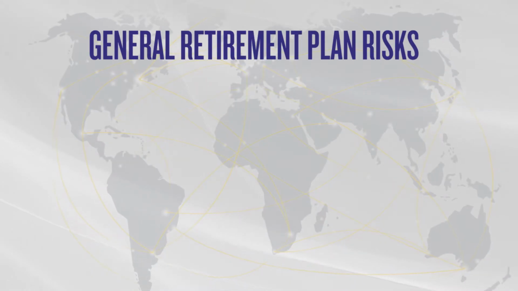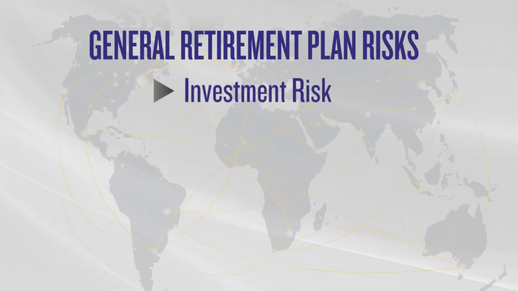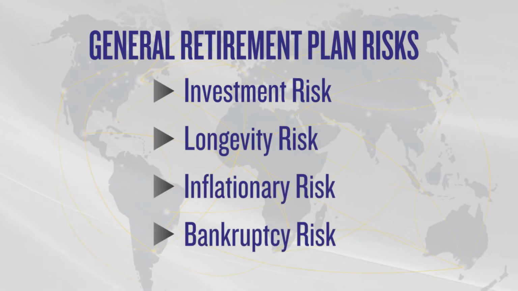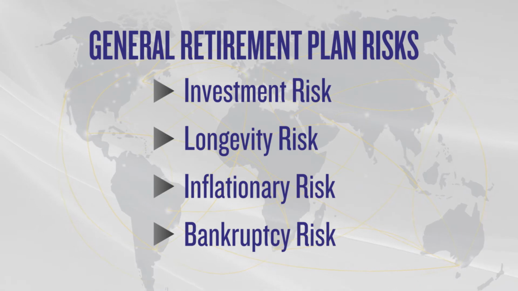So today's video is going to focus on general retirement plan risks. In those risks, there's four broad categories: investment risk, longevity risk, inflationary risks, and bankruptcy risks. Those broad categories apply to any retirement plan. What I'd like to do is a deeper dive in each of those areas. We could probably start off with the inflationary risk. Ben, you want to start there?